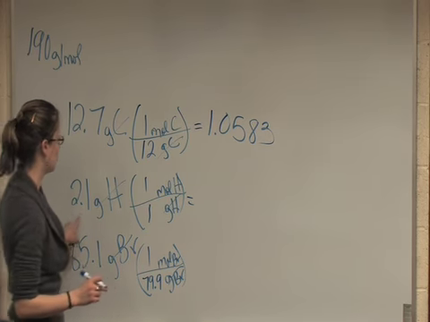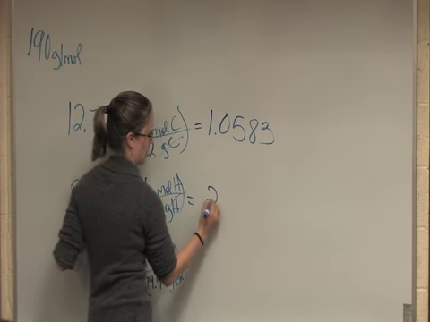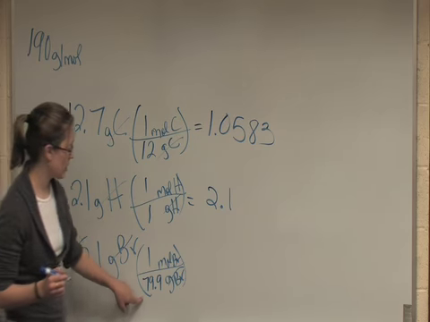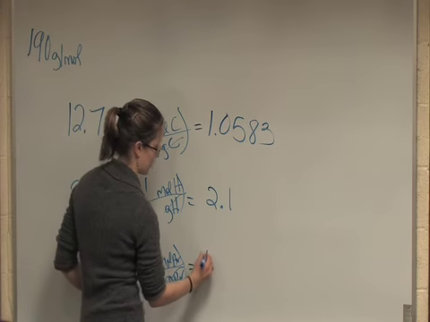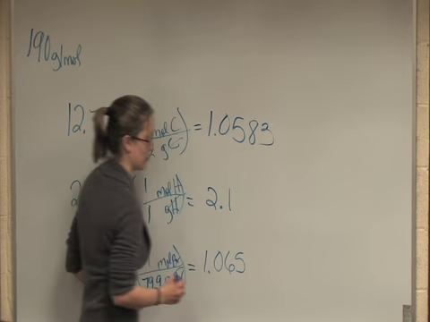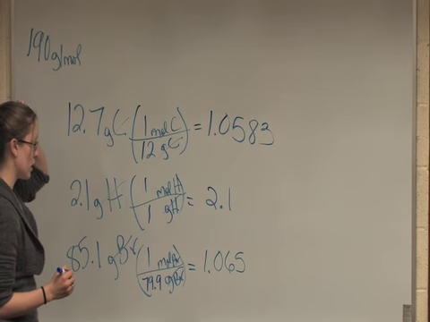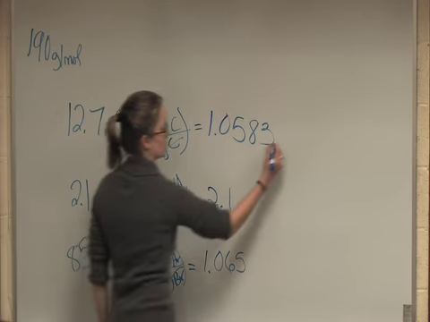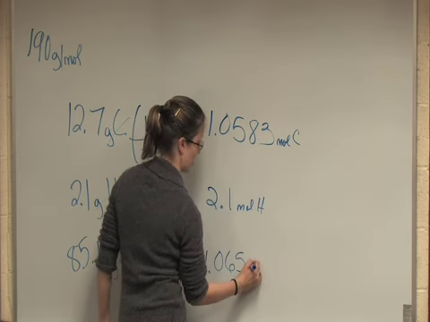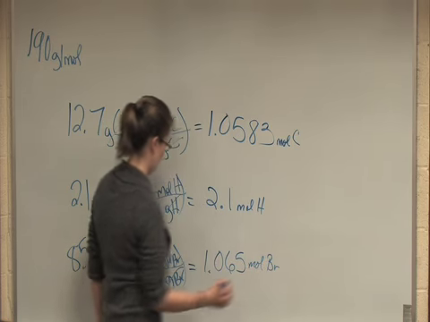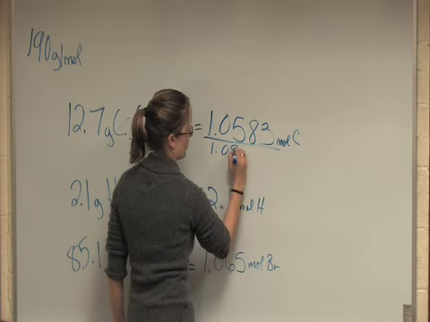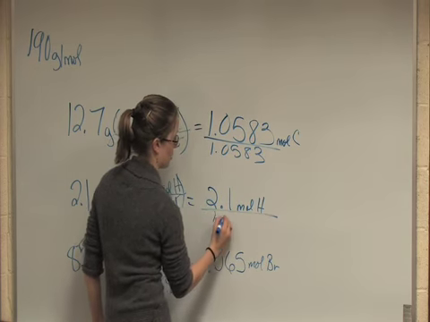Okay, 2.1 divided by 1 is still going to be 2.1. And 85.1 divided by 79.9, 1.065. Yep. Okay, so we have them all into moles now. What's the next step for empirical formula? Divide all of them by the smallest one. So which one here is smallest? The one for carbon. So divide it by itself and divide all the other ones by that same number.